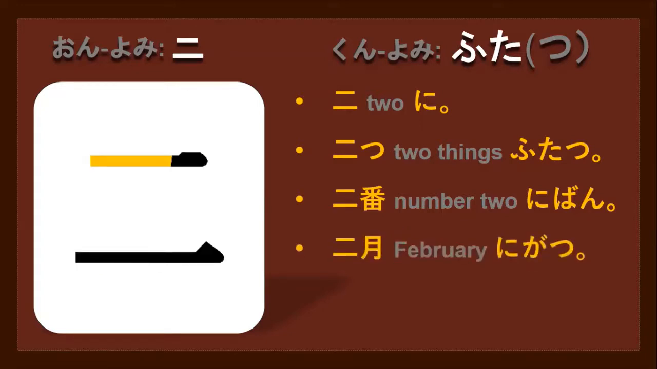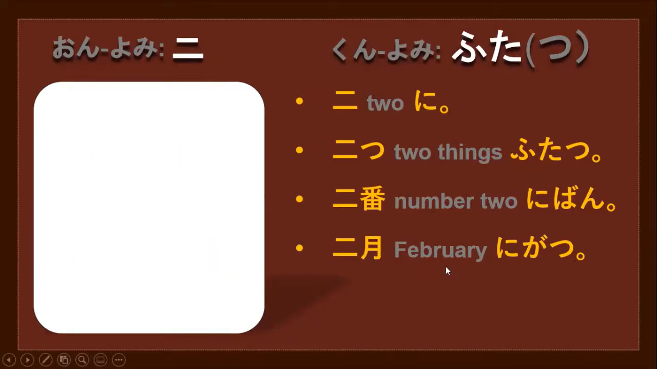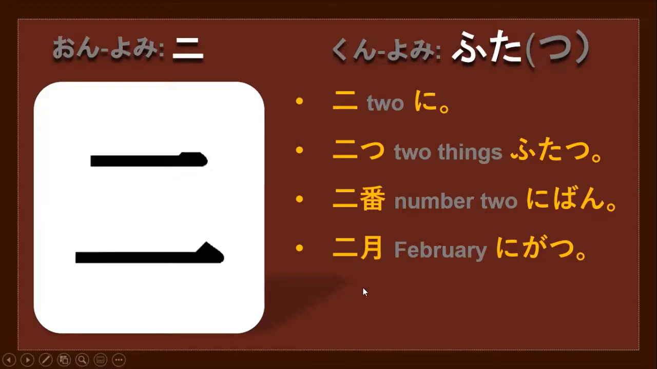And February is 二月, ni gatsu. Okay, this is ni and then this is gatsu. So when we put it like this, it means this is for months. So second month, this is number 2 month. So that's why we are putting February is ni gatsu.